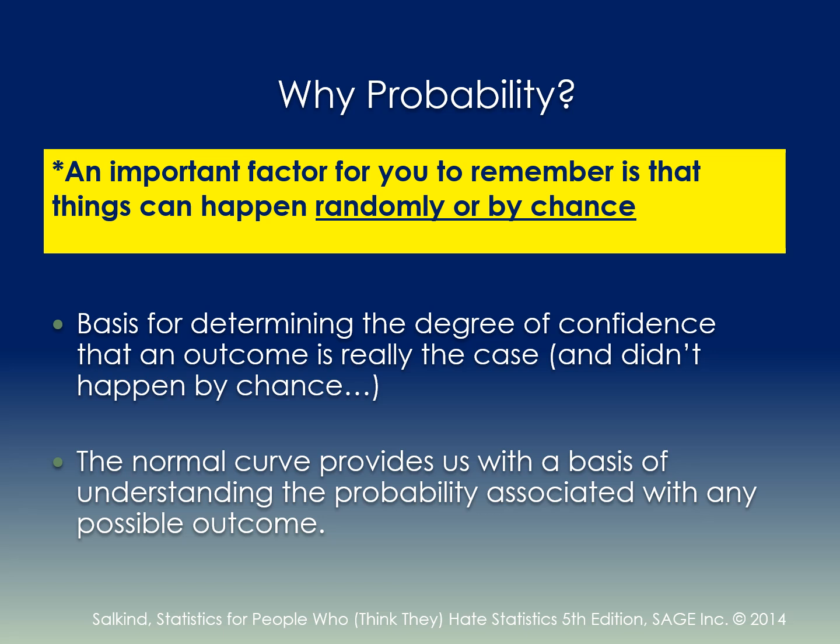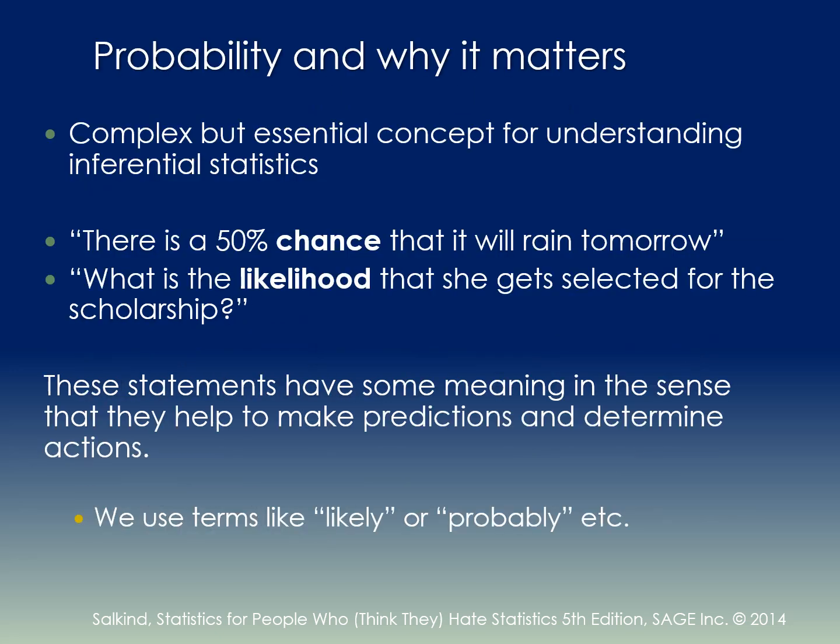Now, the normal curve gives us the basis for understanding the probability associated with any possible outcome. The normal curve actually gives us a percentage that something happened by chance. What is the probability? And so probability is complex. The math is unwieldy. It's not a lot of fun, but nevertheless, it's an essential concept for understanding statistics, in particular inferential statistics. When we go from sample to population, that becomes really important.